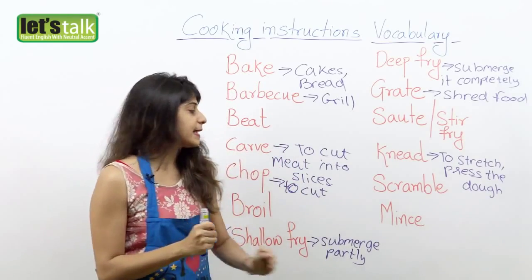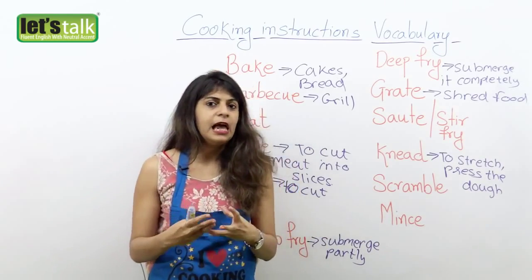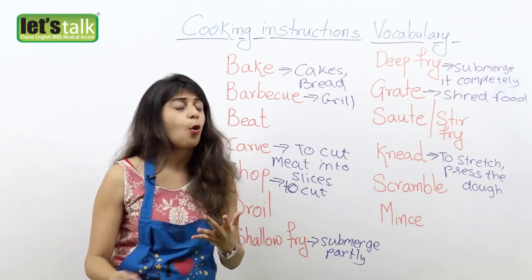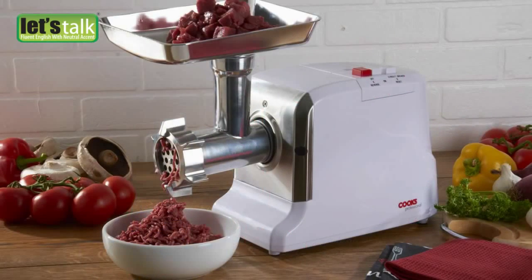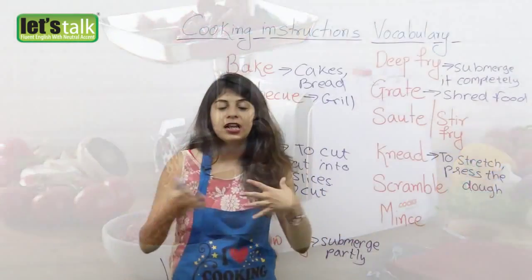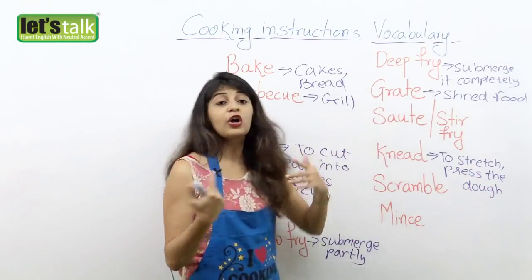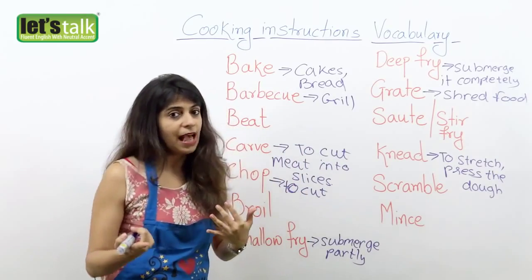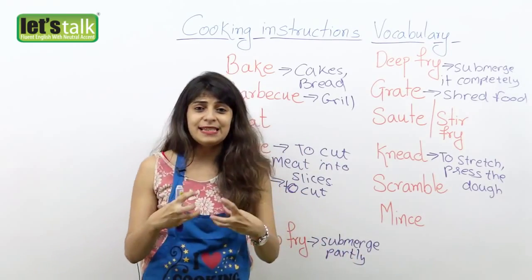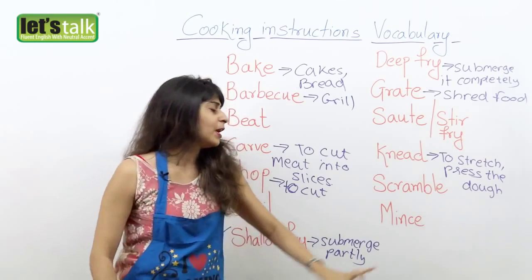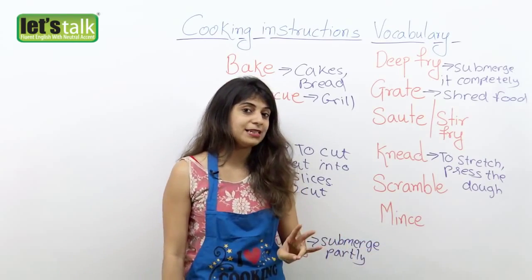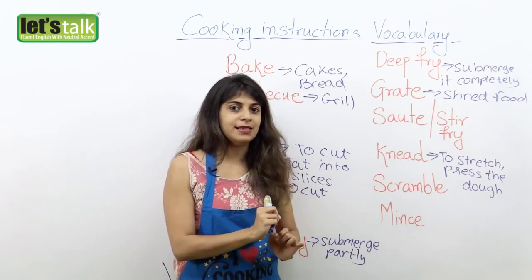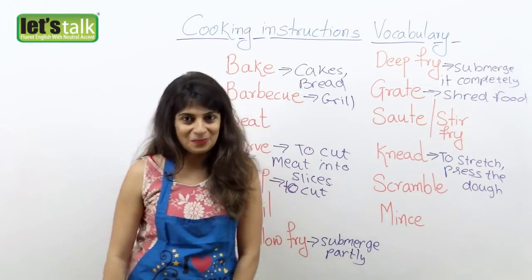Now mince is when you cut your veggies or meat into extremely small pieces. In fact, we make use of a machine to mince your meat because it's not easy for you. Yes, probably a grater or a shredder would help you. However, to mince it in very small particles, you definitely need a machine. So to cut your veggies or the meat into extremely small pieces is what mince means.